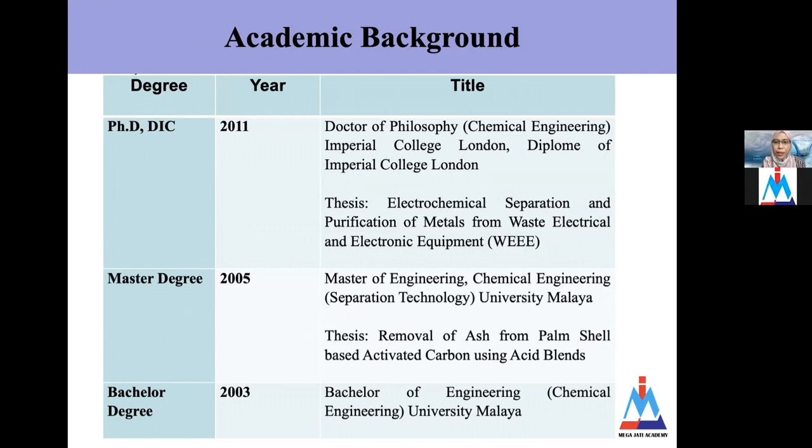And my thesis is about electrochemical separation and purification of metals from waste electrical and electronic equipment. At that time, people were talking about waste coming out from electrical and electronic industries. So my specialization at Imperial College is on electrochemical separation. It is part of the chemical engineering department as well. So basically, from my degree to my PhD, all are under chemical engineering.